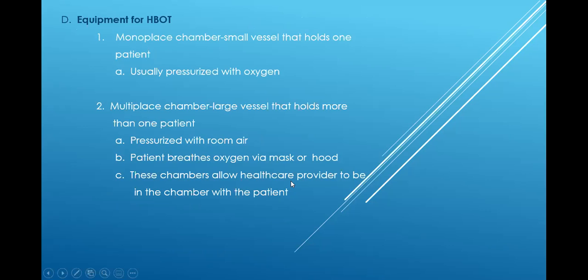Now, what's the equipment? How do I use the hyperbaric therapy? What do I use for that? Well, you have two types of chambers. You have monoplace chambers and you have multiplace chambers, okay? The monoplace chamber is a small vessel that holds one patient. Mono means one. And it's usually pressurized with oxygen, okay?